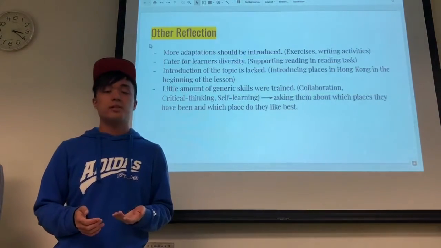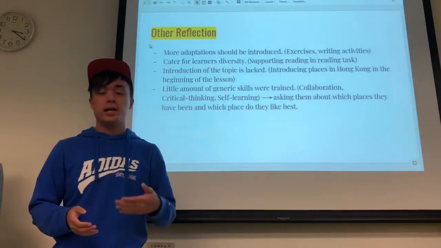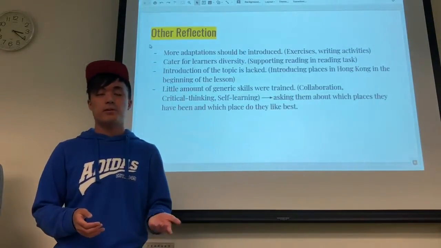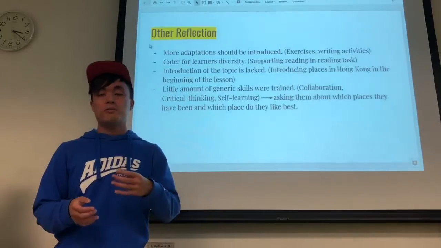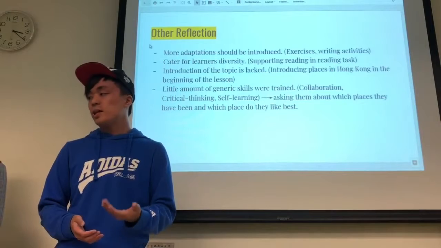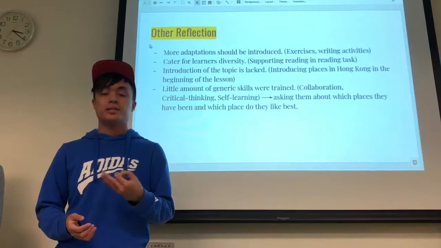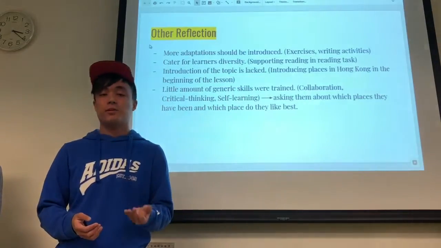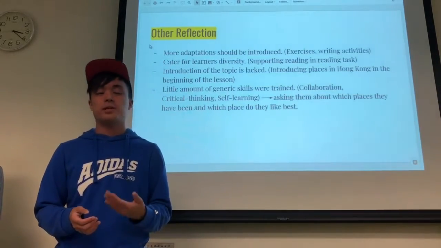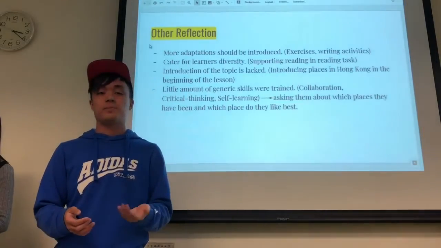An introduction of the topic is also lacking to arouse the interest of students. For example, I can introduce some places in Hong Kong and ask the students whether they have been there or whether they want to go there, to arouse their interest rather than just introducing the passage like now. The last thing is that few generic skills were trained other than collaboration. I think critical thinking and self-learning can also be trained by asking them different questions about their daily life and topics related to their experience.